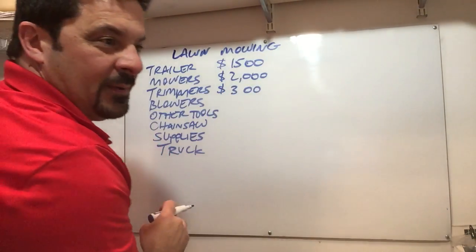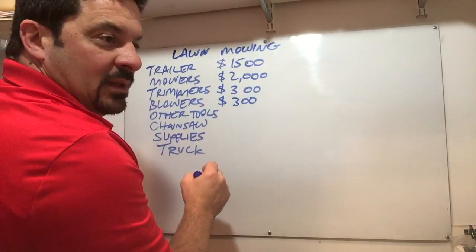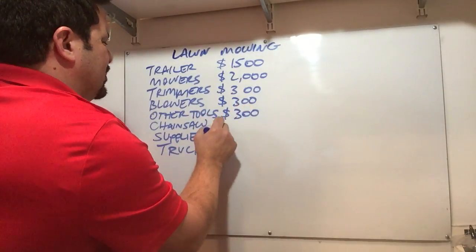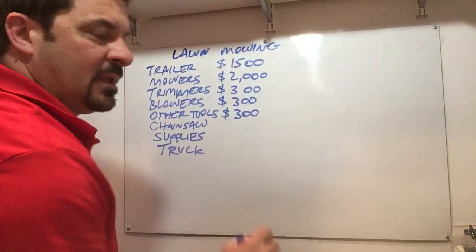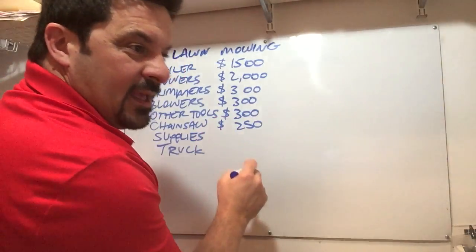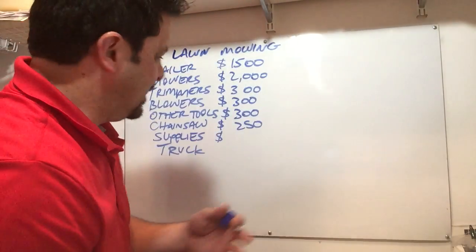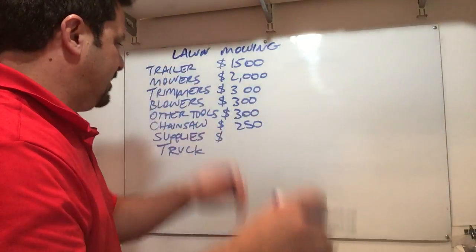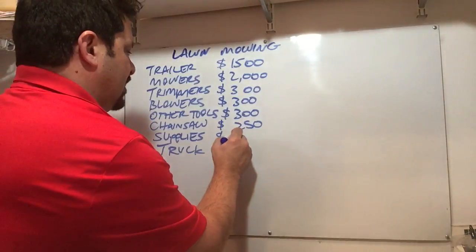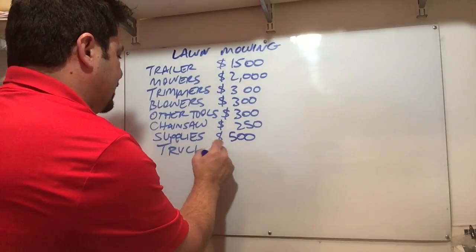Trimmers, $300. Leaf blower. We need gas powered leaf blowers. Other tools. Rakes and shovels and all kinds of stuff. Got to have your chainsaw. We'll put $250 on that. And other supplies. You got gloves and gas cans and all kinds of things, trash bags, tools, tarps, all kinds of stuff. And a truck, we're not going to skimp out on our truck too bad.